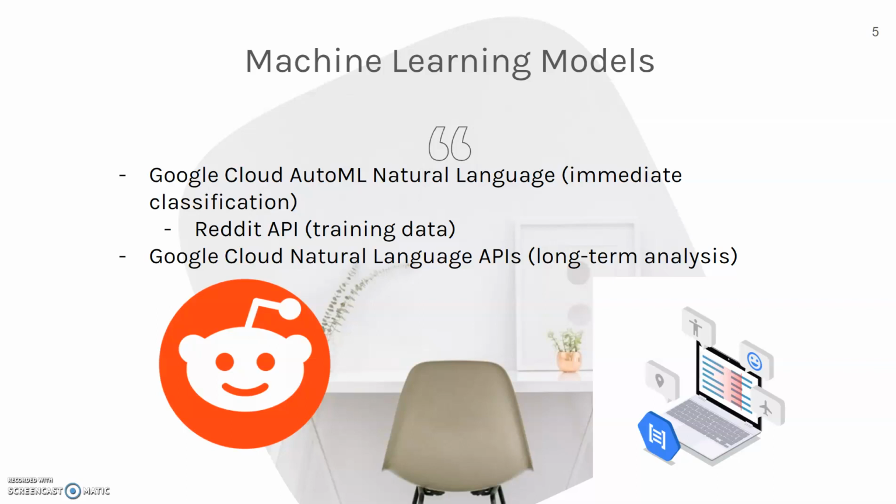Another machine learning model that we used is Google Cloud's natural language API, which allows us to assign a score in between -1 and 1 to user input based on how positive or negative the emotion is. And this is very useful for long-term analysis of user emotions.